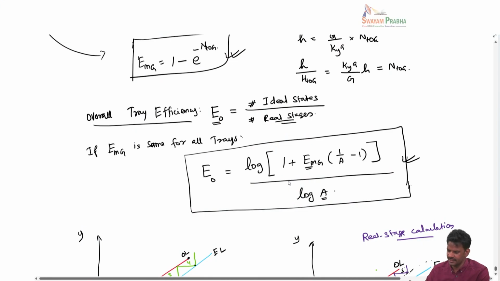So you are going to get the individual tray efficiency, and if you assume this tray efficiency is constant for all the trays, then we can calculate the overall efficiency by this analytical formula. Once you have found the overall tray efficiency and the total number of ideal stages, you calculate the total number of real stages. Okay, so that is it. We will stop here.